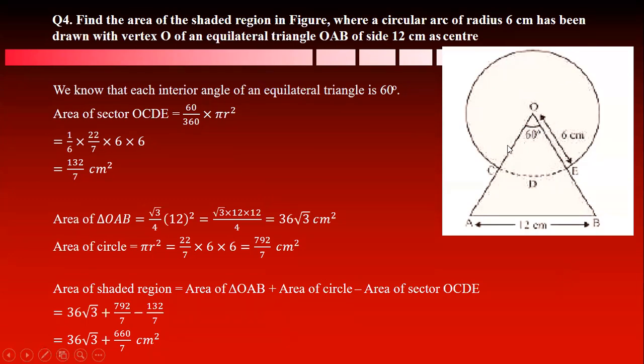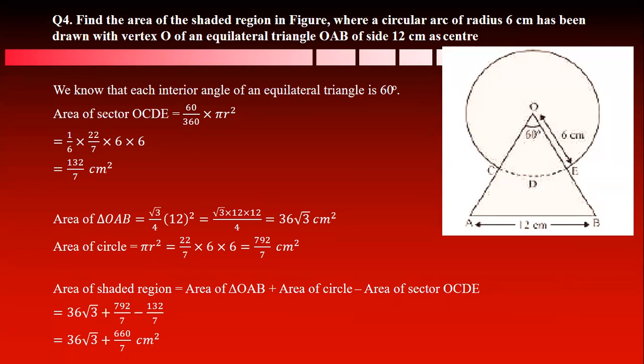For sector OCDE, area will be theta by 360 into pi r square. Theta is 60, radius is 6 centimeter. So we get 132 by 7 centimeter square. Now area of triangle OAB is root 3 by 4 a square, that is side square. Side is 12 centimeter, so substituting we get 36 root 3 centimeter square. Now area of the circle is pi r square. Solving we get 792 by 7 centimeter square.